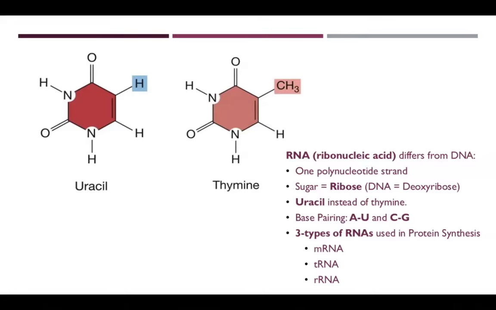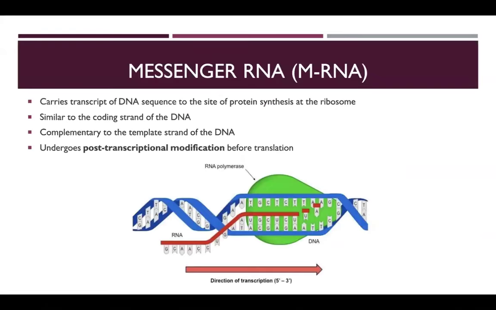And so three types of RNA are used in protein synthesis. You have messenger RNA, transfer RNA, and ribosomal RNA. So messenger RNA carries the transcript of the DNA sequence to the site of protein synthesis at the ribosome. It's similar to the coding strand of the DNA, and complementary to the template strand of the DNA. And before translation happens, it undergoes post-transcriptional modification.